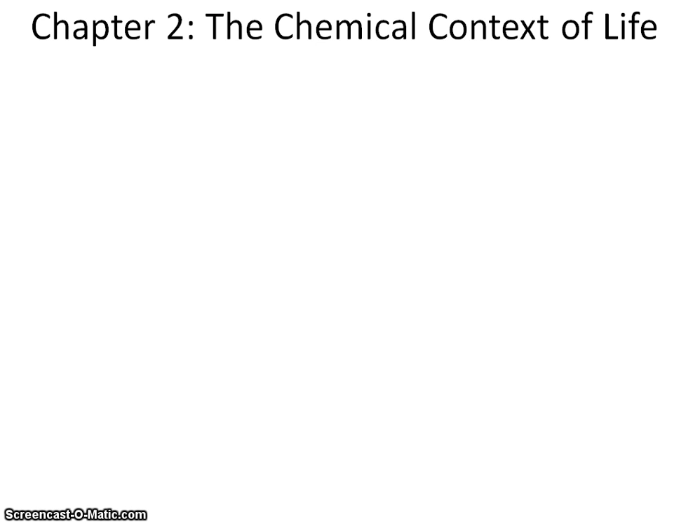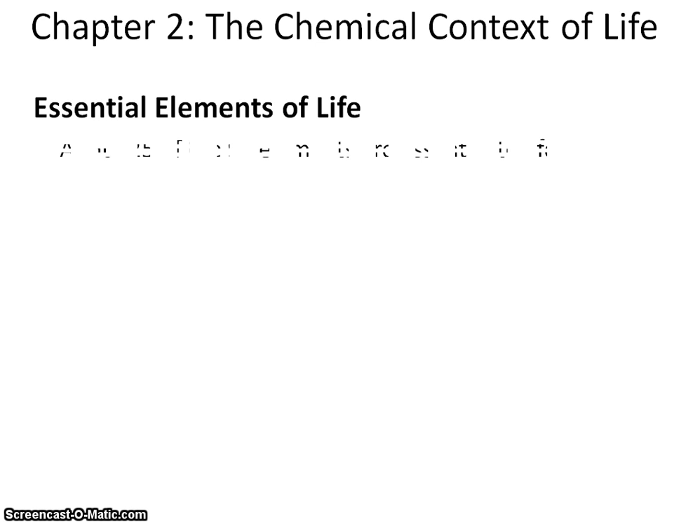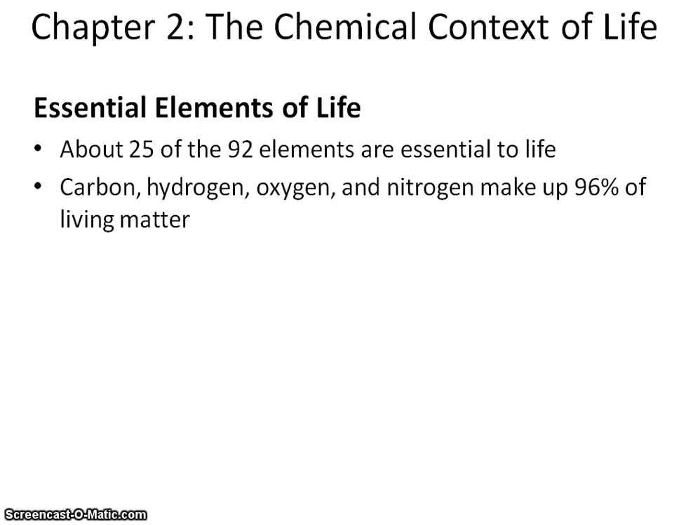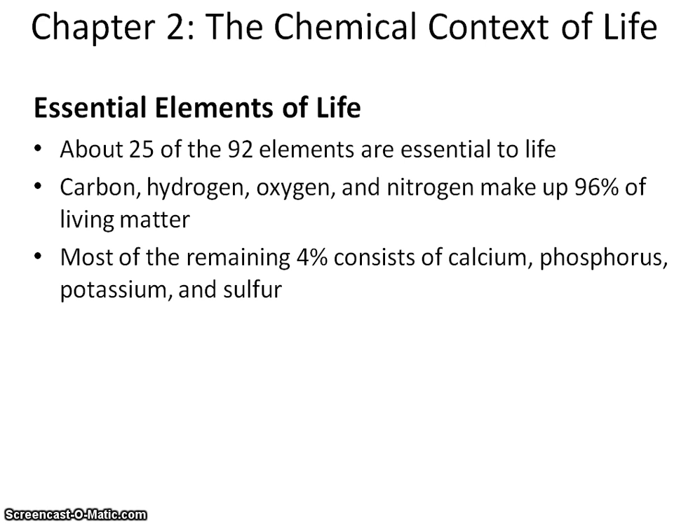One of the first things we're going to be talking about are the essential elements of life. Of the 92 naturally occurring elements, about 25 of these are what we call essential. Of those 25, carbon, hydrogen, oxygen, and nitrogen are the most abundant, making up about 96% of all living things. The remaining 4% consist of other elements like calcium, phosphorus, potassium, and sulfur.